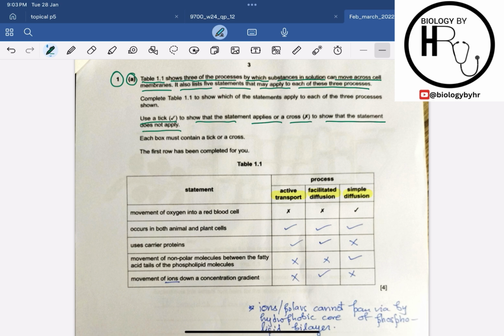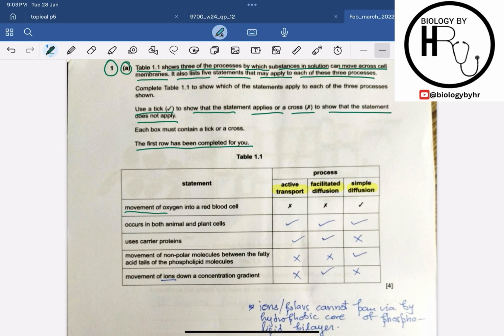They have already shown the first row for us: the movement of oxygen into the red blood cell is by the process of simple diffusion, and facilitated diffusion and active transport are not involved. Before we begin solving this question, we should have some prior knowledge about the transport processes. Facilitated and simple diffusion are basically passive processes and they do not require any energy, whereas active transport is an energy requiring process.